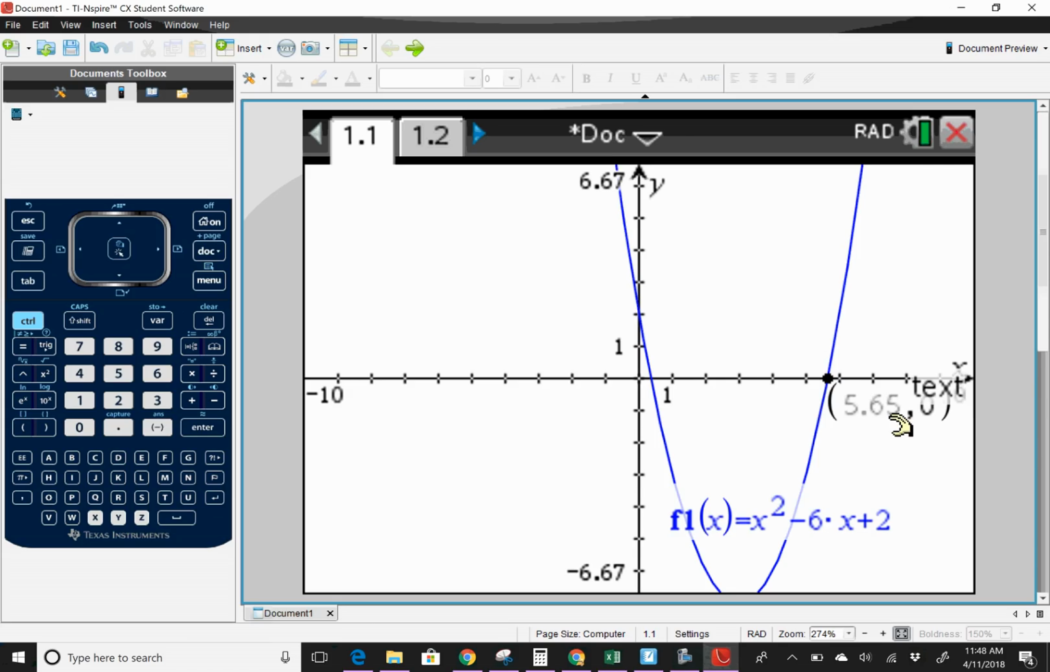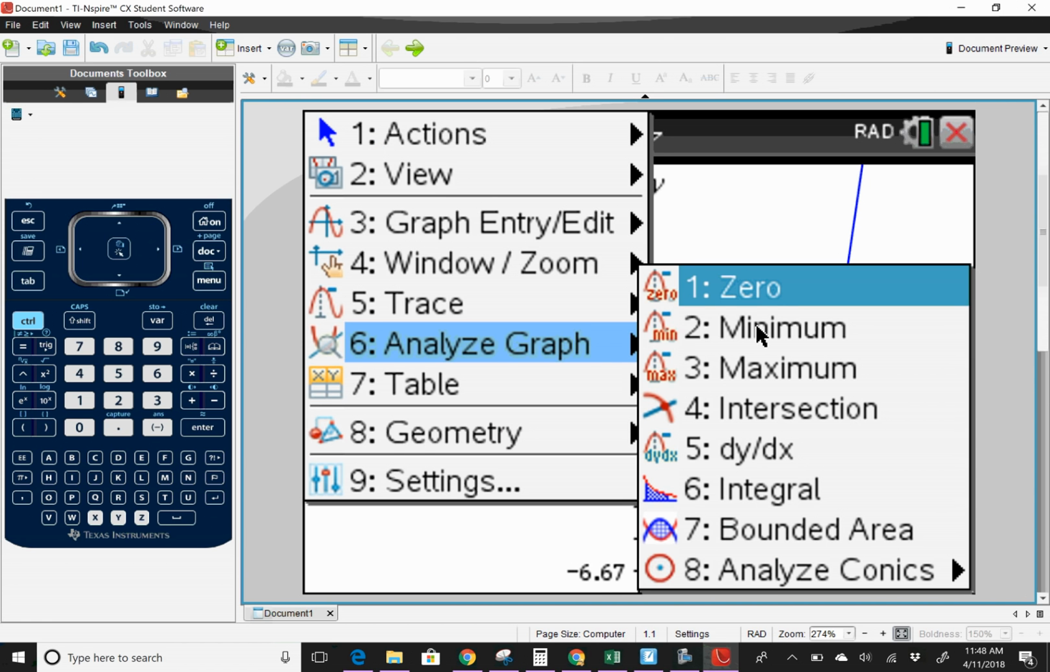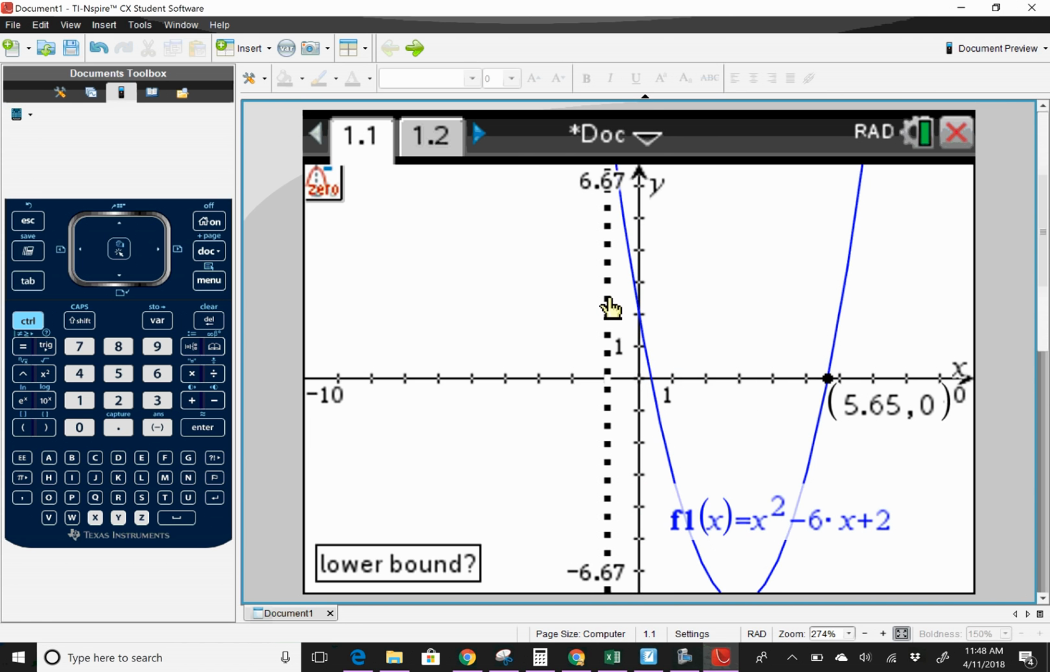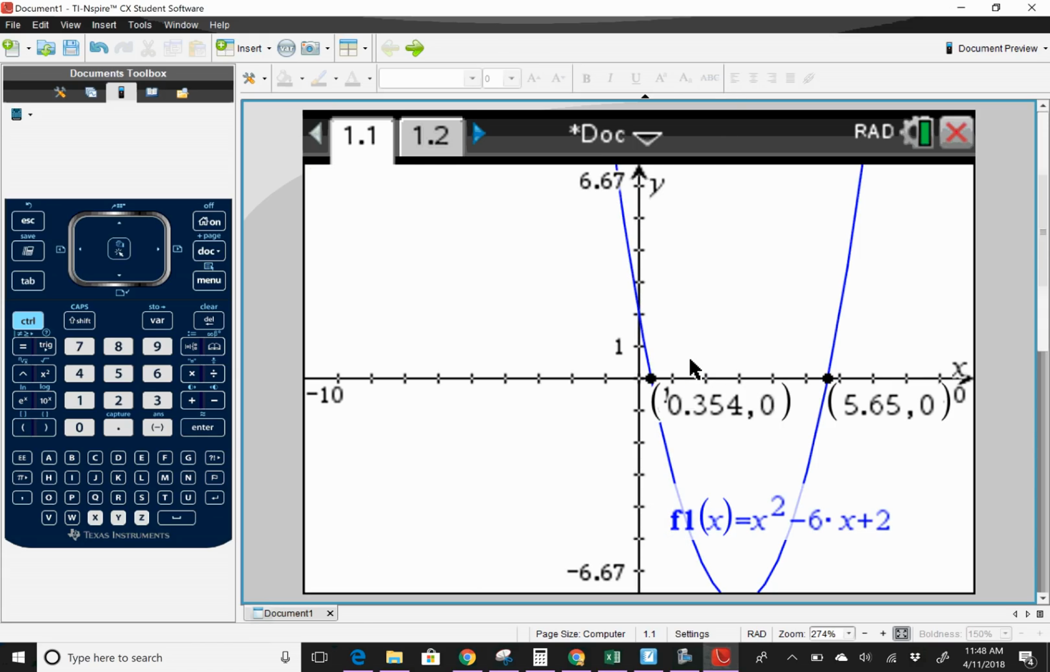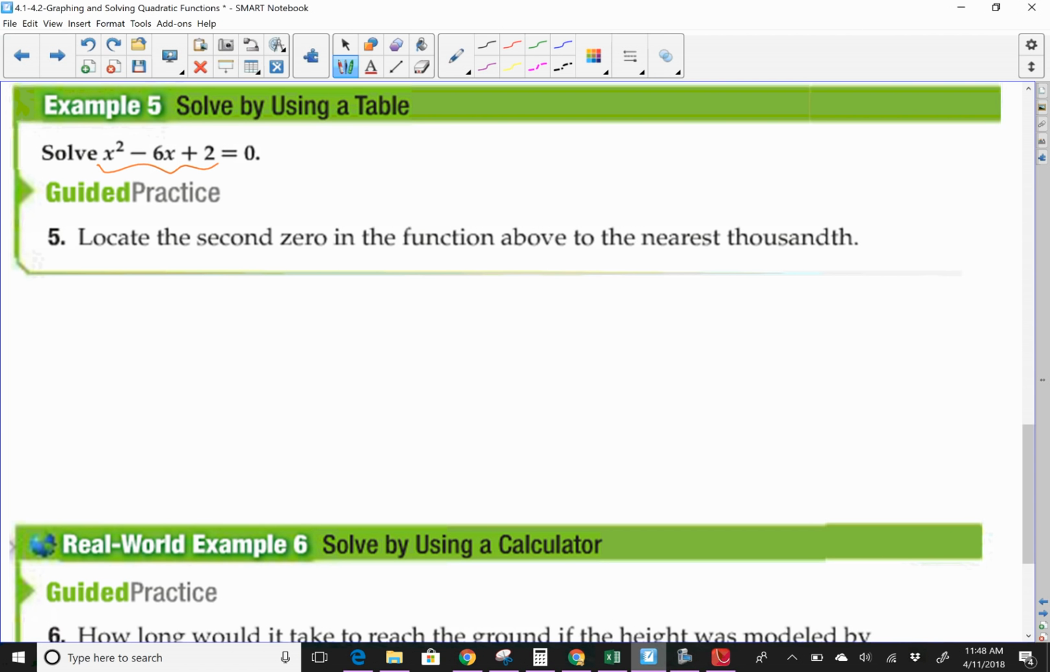Okay, you have to do it again for this one, and so you're going to hit menu, analyze graph, zero. You have to be careful to only have one zero in that region when you are doing it. So this one gave us 0.354 and 5.65. So I'm going to go x equals 0.354 and comma 5.65. Okay?